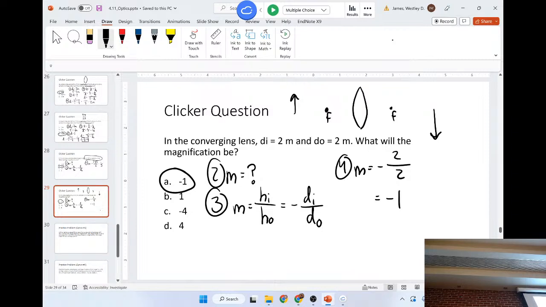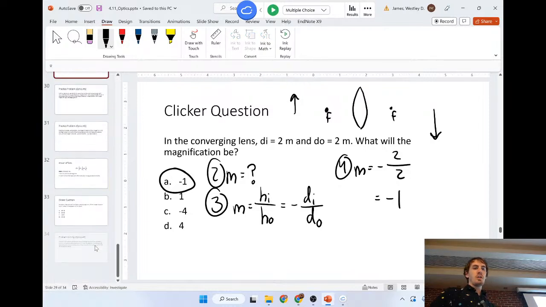A negative magnification means it's upside down. A positive magnification means it's right side up. Okay? It doesn't tell you where it's located, it just tells you that it's upside down or right side up. And it tells you the relative size. This is 1 times the size of the original. It's the same size. All right, let's go ahead and solve some more involved problems.